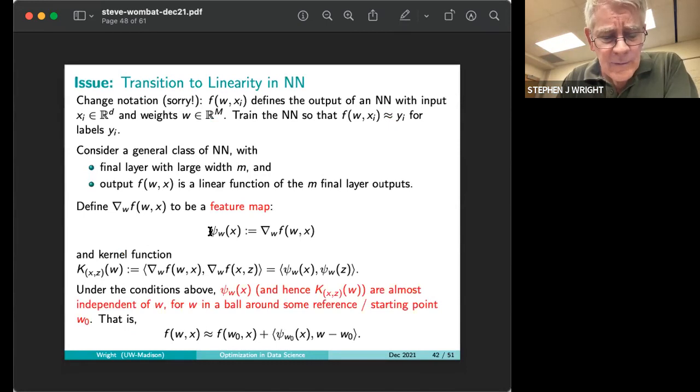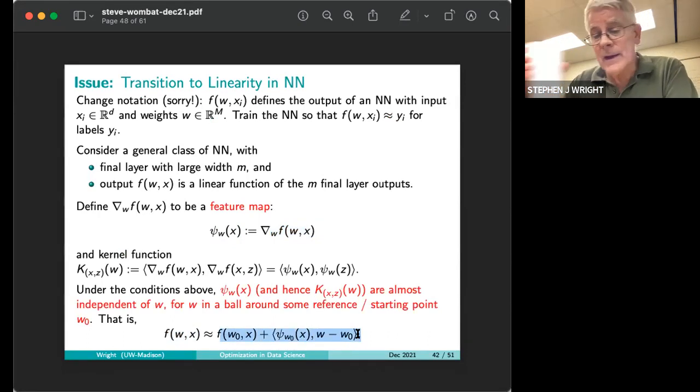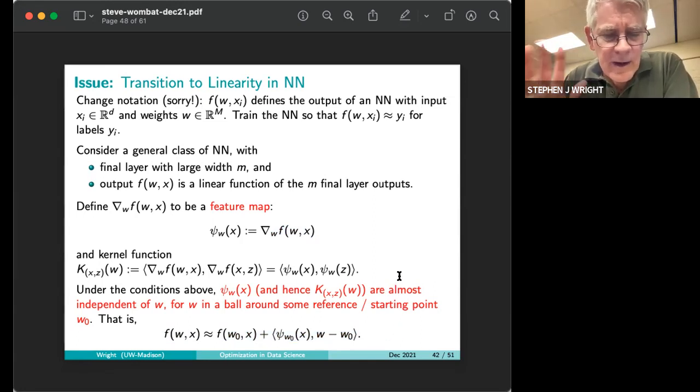And I've changed the notation here. I brought in this psi vector to represent the gradient of F with respect to W. I can approximate the very nonlinear neural net by a linear function of the weights, okay? And the moral of this story is that what I'm really doing here is using the gradient of the output of the neural net with respect to W. That's really a feature vector. I've taken the X, which is my original feature vector, and replaced it by the gradient of F with respect to W, and that's given me a feature vector in this lifted space.